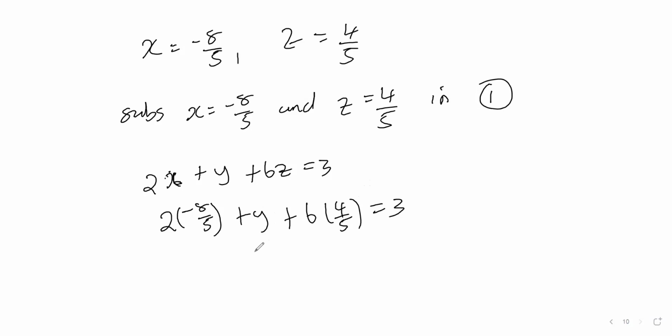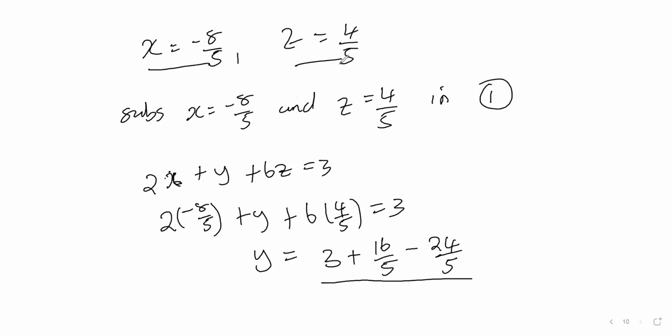So this becomes y is equal to 3 minus negative 16 over 5, so 3 plus 16 over 5, minus 6 times 4, 24 over 5. Then you can add up all of this with your calculator and get a value for y. So we have our x, our z, and our y. That's the solution of our system.